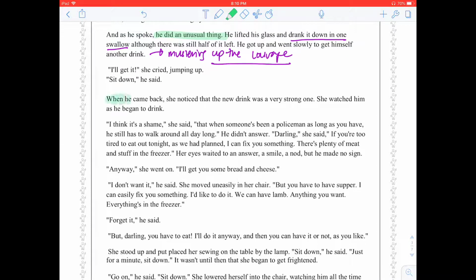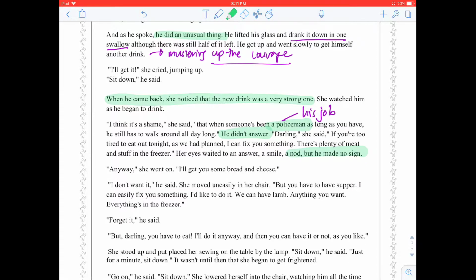You see, when he came back, the new drink was a strong one. Okay. So I think it's a shame, she said, that when someone's been a policeman as long as you have, he still has to walk around all day long. So here is where we find out that her husband, this is his job, that he's a policeman. So over here, she's just babbling, and then look at this, he didn't answer her, he made no sign.